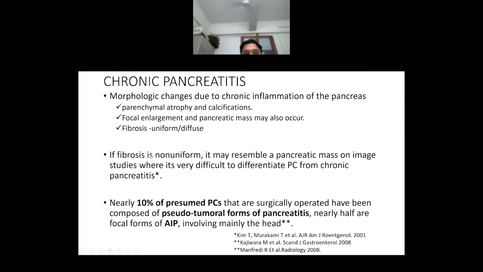If fibrosis is non-uniform, it may resemble a pancreatic mass on imaging studies, where it is very difficult to differentiate pancreatic carcinoma from chronic pancreatitis. And nearly 10% of cases presumed to be pancreatic cancers that are surgically operated have been composed of pseudotumor forms of pancreatitis.